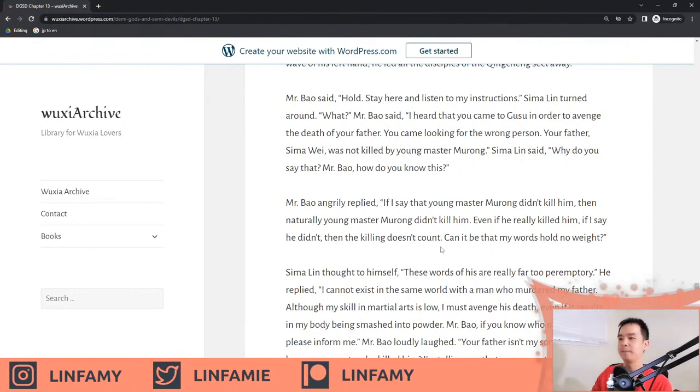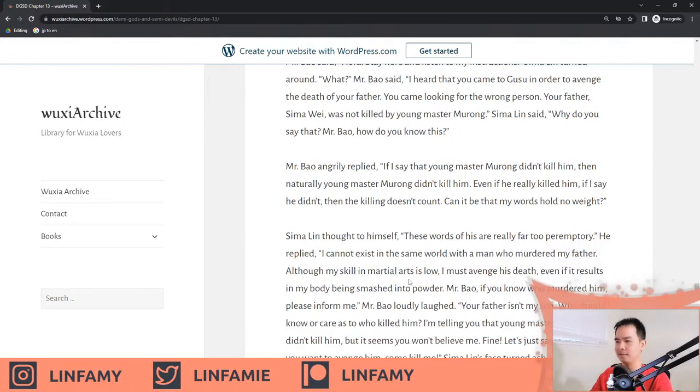Mr. Bao angrily replied, If I say that the young master Mu Rong didn't kill him, then naturally young master Mu Rong didn't kill him. Even if he really killed him, if I say he didn't, then the killing doesn't count. Can it be that my words hold no weight? Sima Lin thought to himself, These words of his are really far too peremptory. He replied, I cannot exist in the same world with a man who murdered my father. Although my skill in martial arts is low, I must avenge his death, even if it results in my body being smashed into powder. Mr. Bao, if you know who murdered him, please inform me.